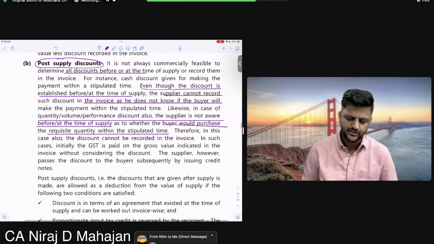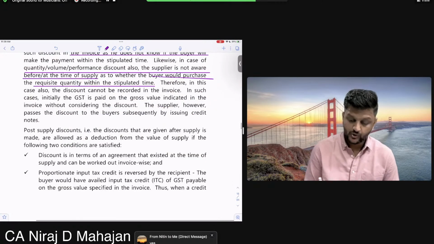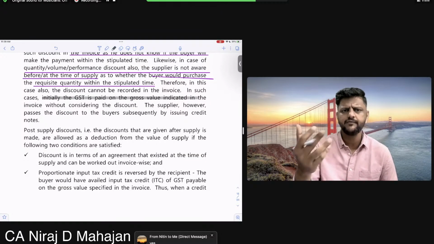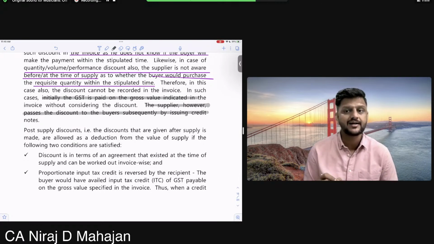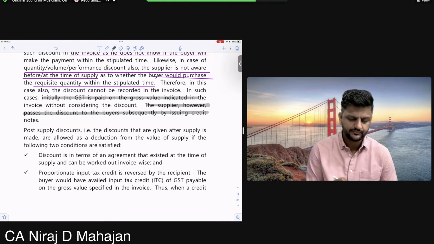Therefore, in such a case, initially GST is paid on the gross value, whatever you are giving him right now, without considering discount. The supplier, however, passes the discount to the buyer subsequently by issuing a credit note. Does a credit note increase or decrease the liability? Tell me now.